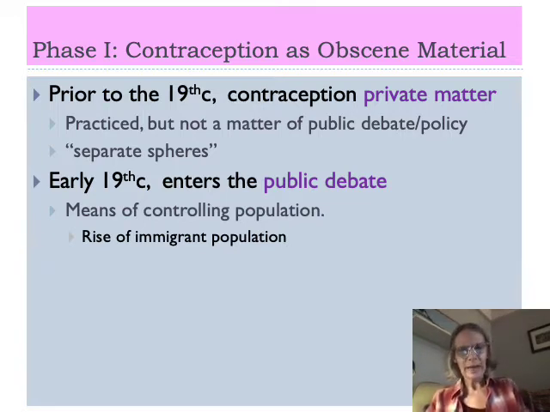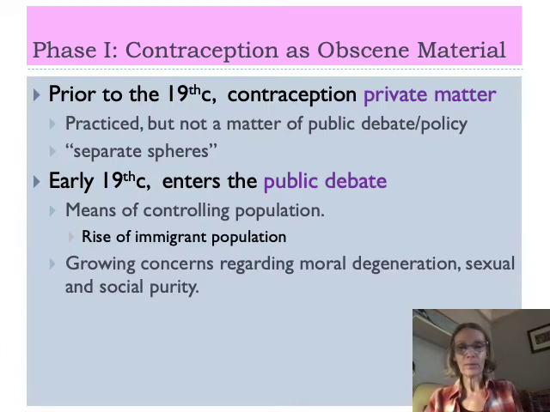So it's kind of a eugenics concern, really, that you want to use contraceptives in order to keep the race pure by giving contraceptives to the people who shouldn't be reproducing. So that's one way that contraceptives enters into the public debate.